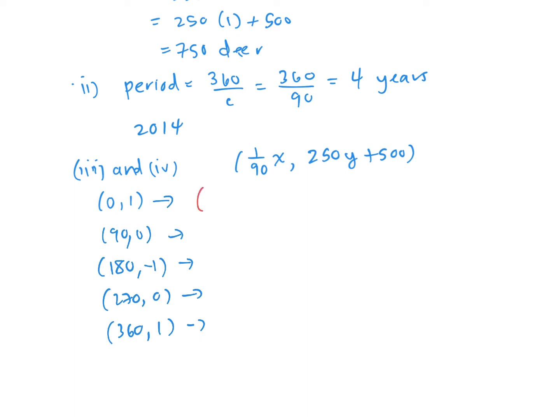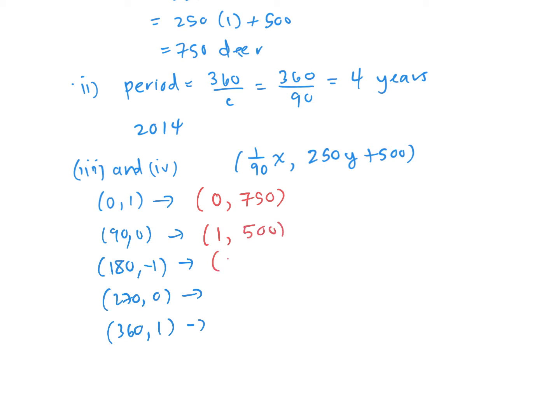So when x is 0, 1 over 90 times 0 is 0. 250 times 1 plus 500 is 750. When x is 90, I'll have 90 divided by 90 is 1, or 1 over 90 times 90 is 1. Then I've got 250 times 0 plus 500.